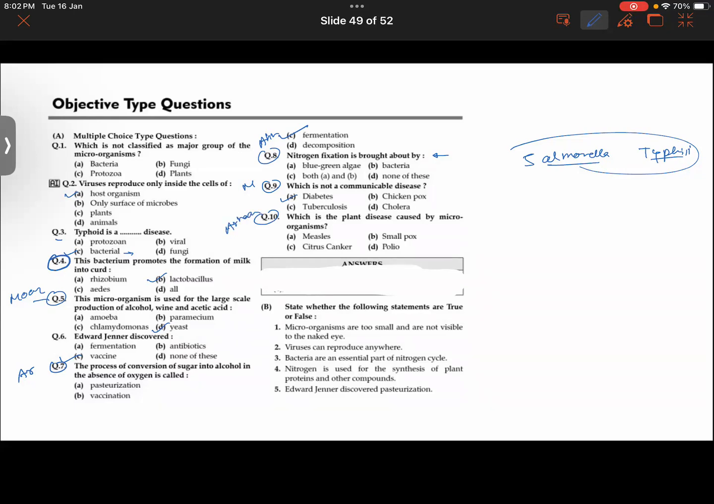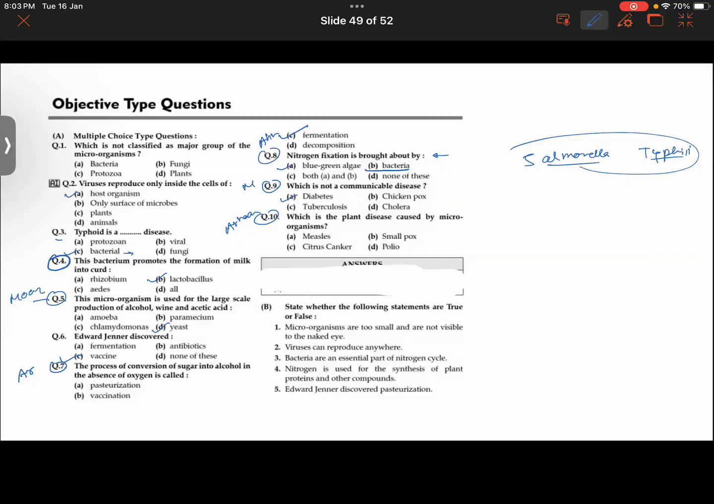Question number 8. Blue green algae. But you get to see that option B also mentions bacteria, but it's not specifically mentioning the name of the bacteria. So it's better to answer option A. We can say both A and B, but when we answer B, it means we are counting all the bacteria. So option A is the correct one.